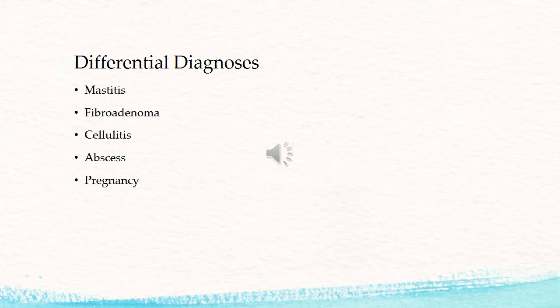As Mrs. Blake's family history is extensive for breast cancer, should a mass be found, the differential diagnoses would include mastitis, fibroadenoma, cellulitis, abscess, as well as pregnancy. These conditions can lead to a change in the breast tissue.